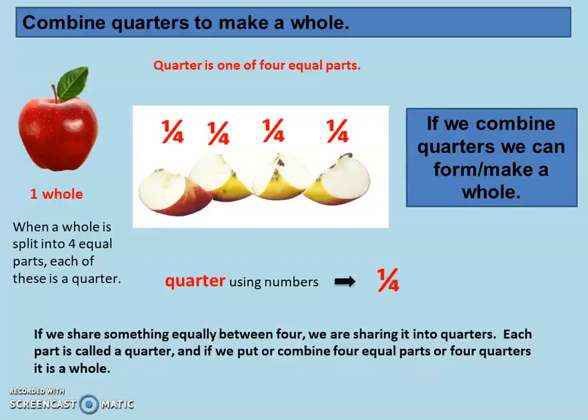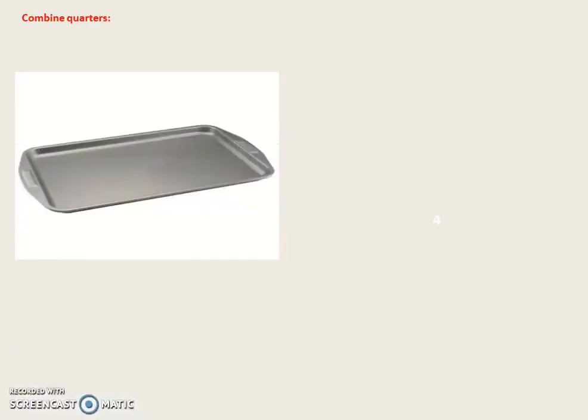Remember, if we share something equally between 4, we are sharing it into quarters. And each part is called a quarter. And if we combine the 4 equal parts or 4 quarters, it is a whole. Now let us have some exercises regarding combining quarters. Let's try to combine quarters.